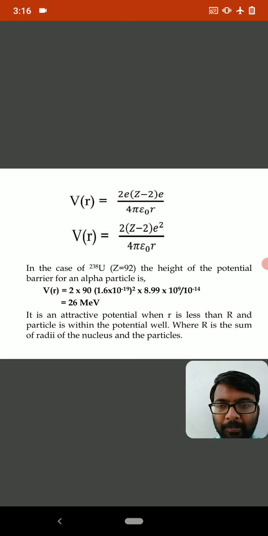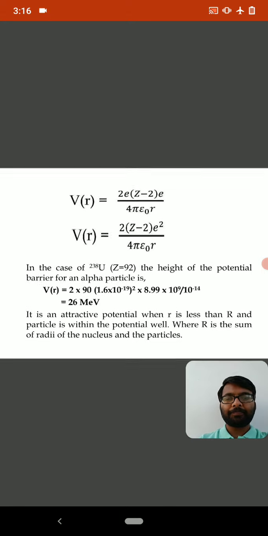So this potential is attractive when the distance between the alpha particle and the nucleus is less than the radius of the particle as well as the radius of the nucleus. So it is an attractive potential when small r is less than capital R and the particle is within the potential well, where R is the sum of radii of the nucleus and the particle.